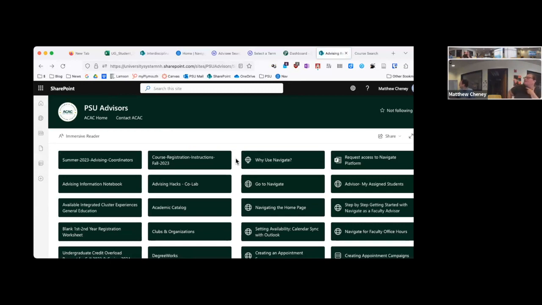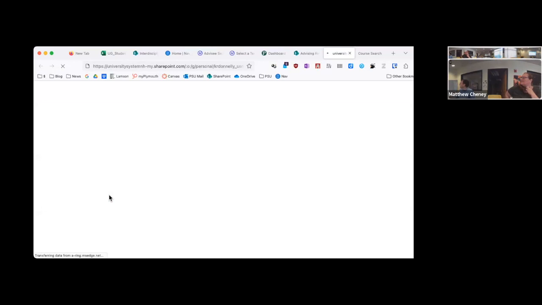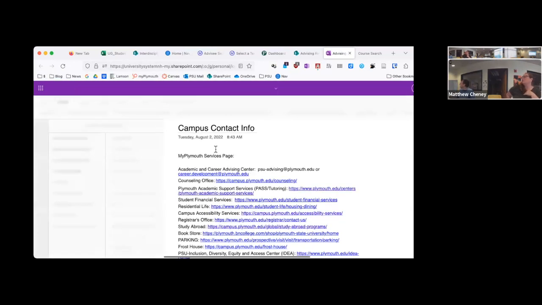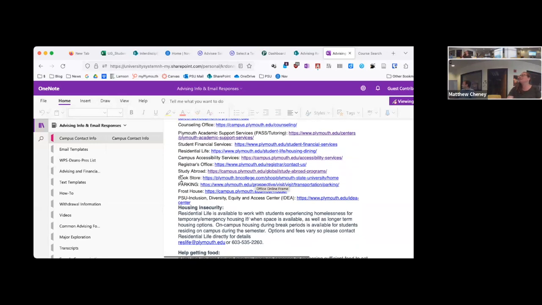Another one that I will show maybe real quick is the advising information notebook. Yes. This is something I have built out throughout the years that has just streamlined my life. I don't know if anyone uses OneNote. I say this all the time, but I should be getting money for how many people I encourage to use OneNote. It has organized my life drastically. So I use this to respond to emails or to give information out quickly.